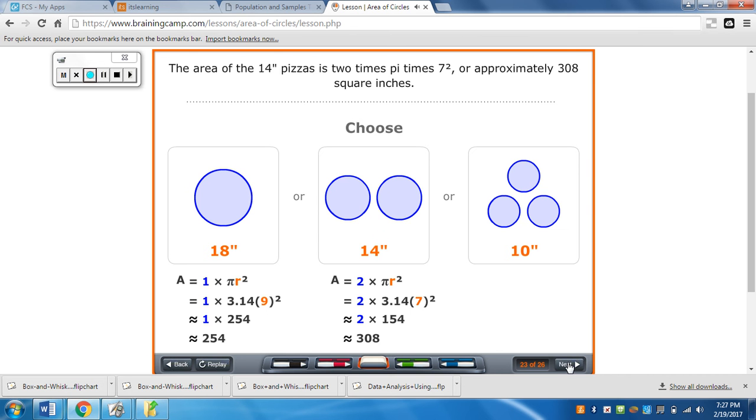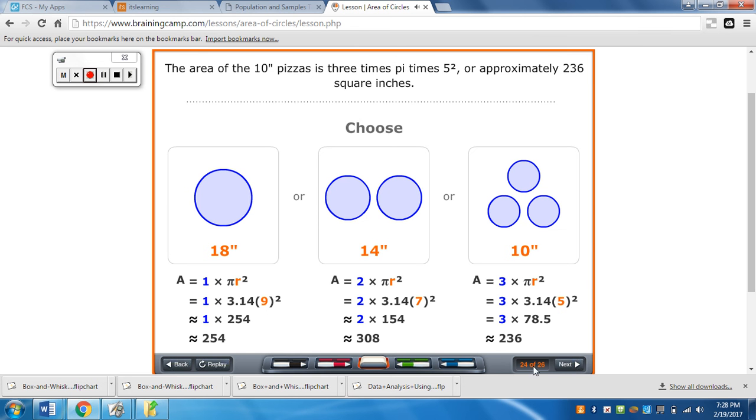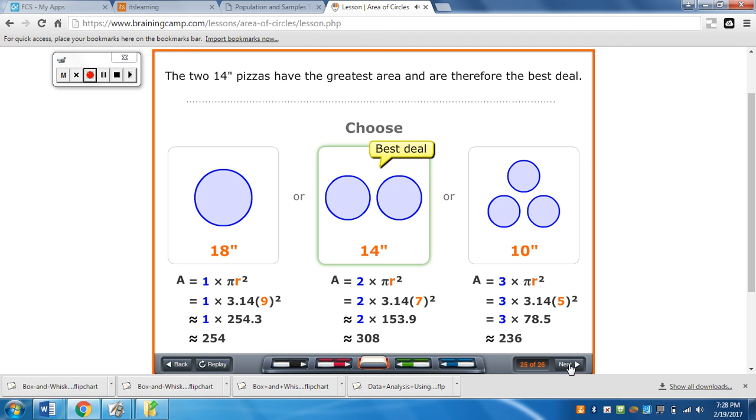The area of the 14-inch pizzas is 2 times pi times 7 squared, or approximately 308 square inches. The area of the 10-inch pizzas is 3 times pi times 5 squared, or approximately 236 square inches. The two 14-inch pizzas have the greatest area and are therefore the best deal.